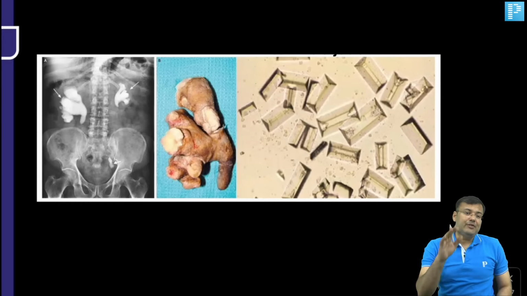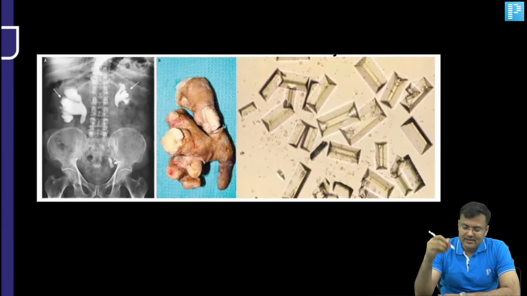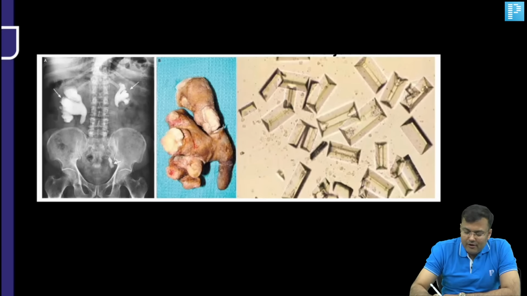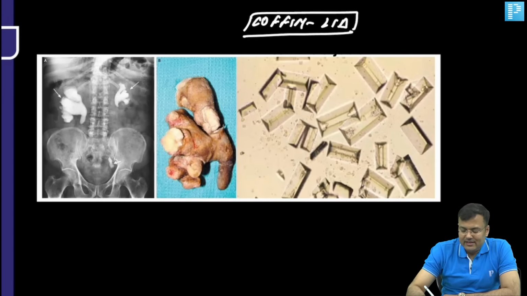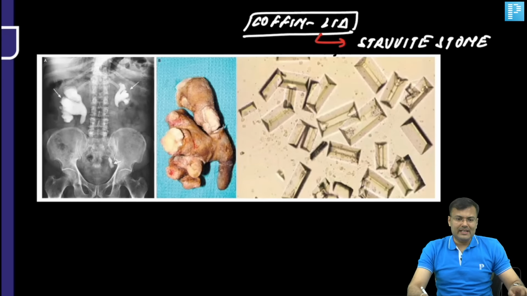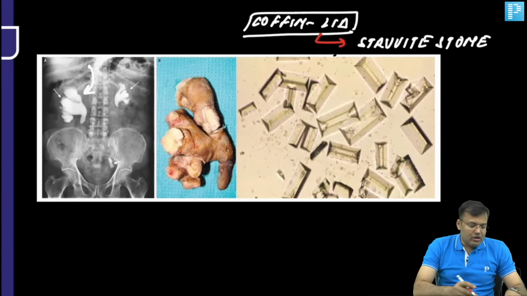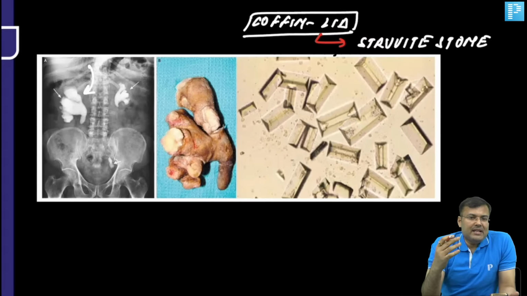Okay. Next, I am telling you again, we are expecting one question out of crystals. So you can see this crystal. What is this crystal? It's looking like a coffin lid. And the coffin lid crystal is seen in which condition, guys? What is the name of this stone? Struvite. And what is the other name of struvite stone? This is also known as triple phosphate, also known as staghorn. Can you see? It looks like the horn of a stag. So triple phosphate, calcium, magnesium, ammonium phosphate, staghorn calculi, also known as struvite stone.